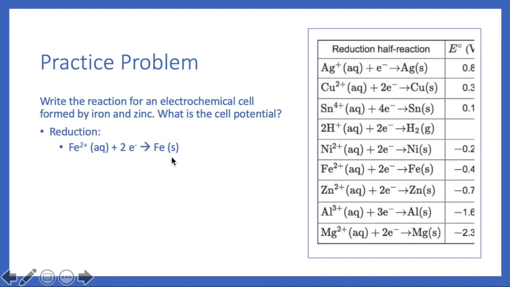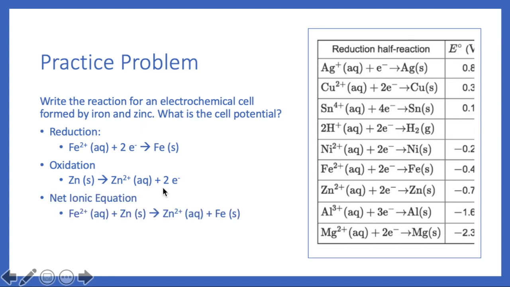And we just write it exactly how it is written in the table. For our oxidation half reaction, we're going to look at our zinc, but we have to reverse this reaction because it's going to go the other way. So we've got zinc solid making zinc 2+ plus 2 electrons. And for our overall reaction, we add those two together, and our electrons cancel out. We've got iron ions and zinc solid as reactants, and zinc ions and iron solid in the product.